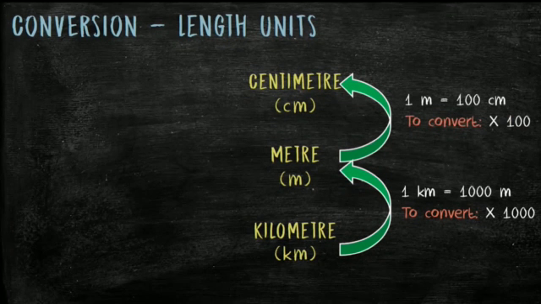Let's have a quick revision of conversion, like converting meter into centimeter and kilometer into meter. Whenever we are converting meter into centimeter, we are using the formula of 1 meter is equal to 100 centimeter. And when we are converting kilometer into meter, we are using the formula 1 kilometer is equal to 1000 meter.